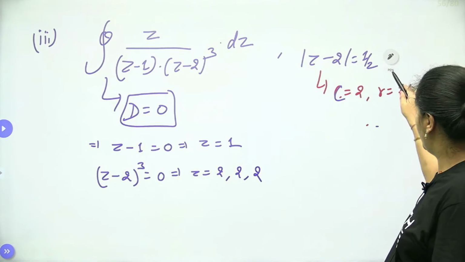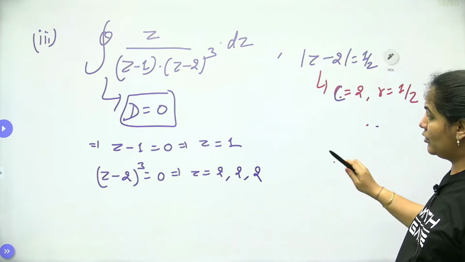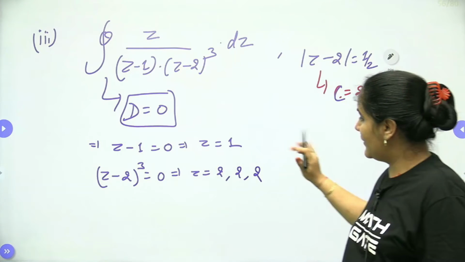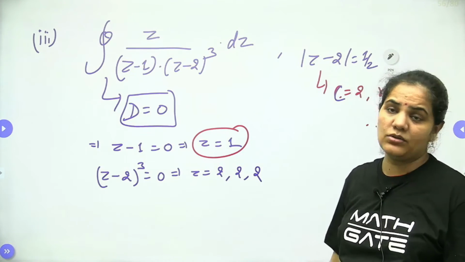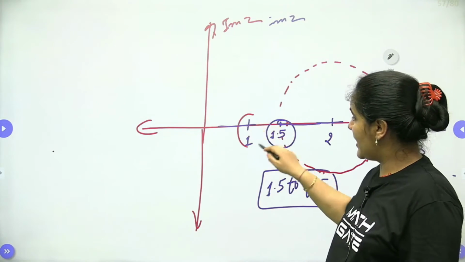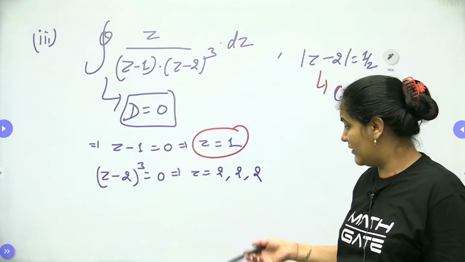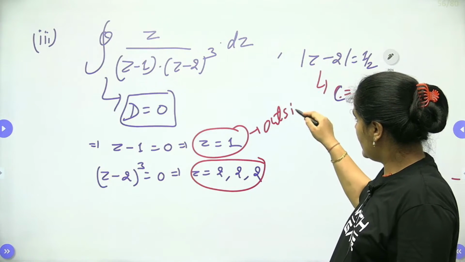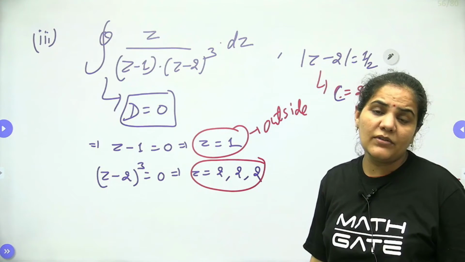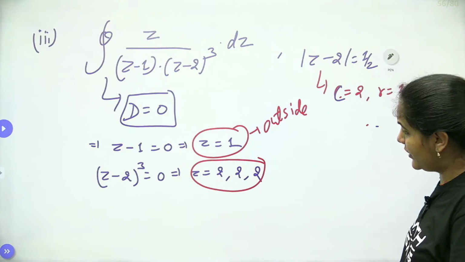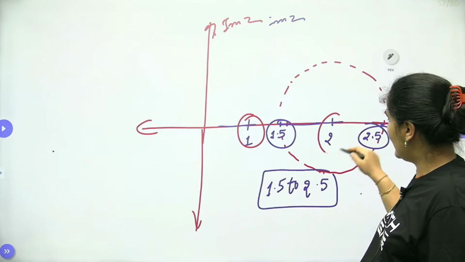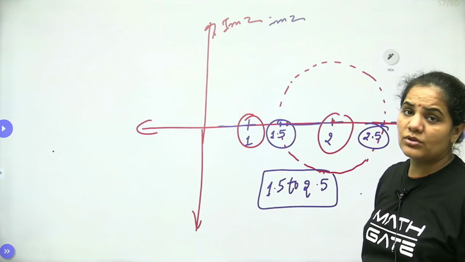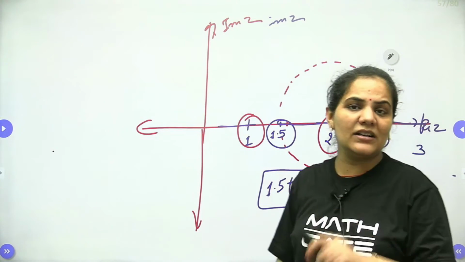Out of these 4 poles we can easily identify that z equals 1 is outside the closed curve. Why? Because the 1 is outside, so it will be outside the closed curve. The second pole we have is z equals 2, 2 and 2. We can see the center itself is at 2, so z equals 2 is inside the closed curve.